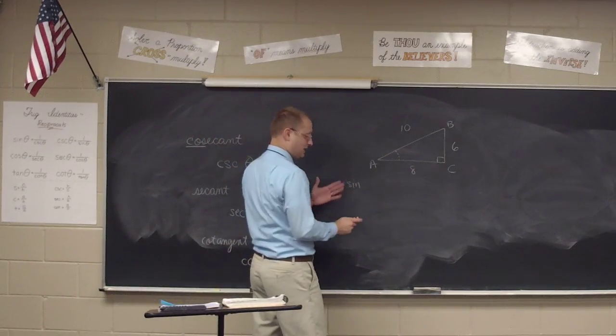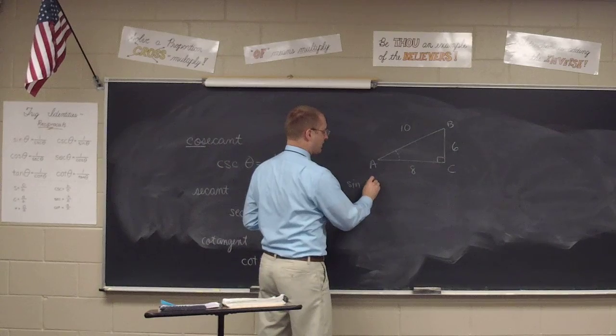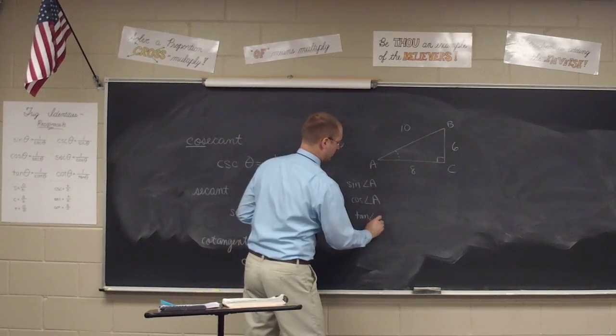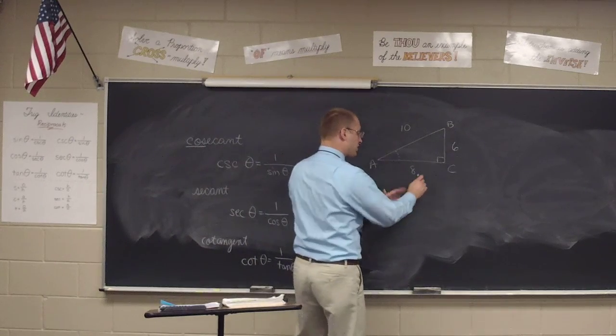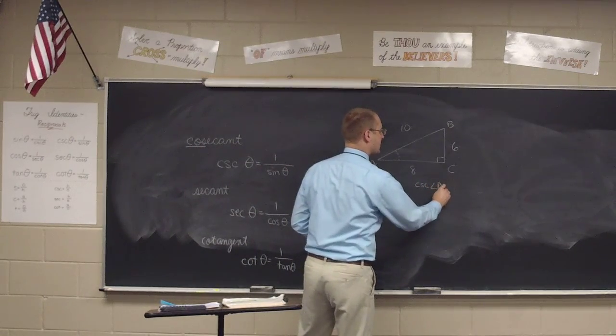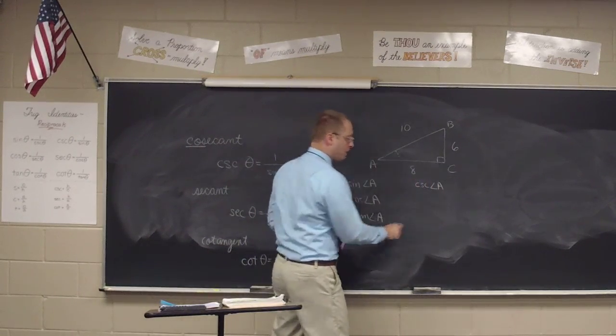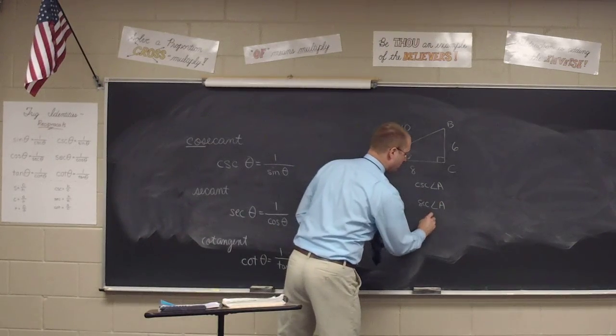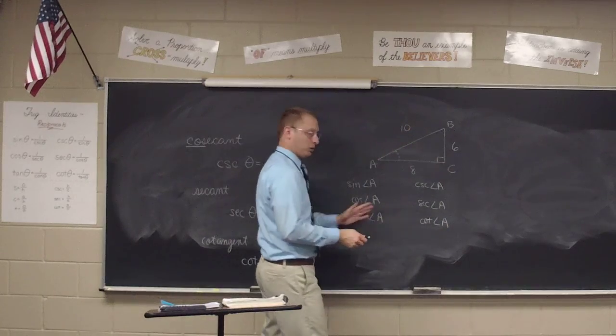The way I like to list these out is I'll find the sine of angle A, the cosine of angle A, and the tangent of angle A. And next to these, I may list the cosecant, which is the reciprocal of sine, the secant, which is the reciprocal of cosine, and the cotangent, which is the reciprocal of tangent.